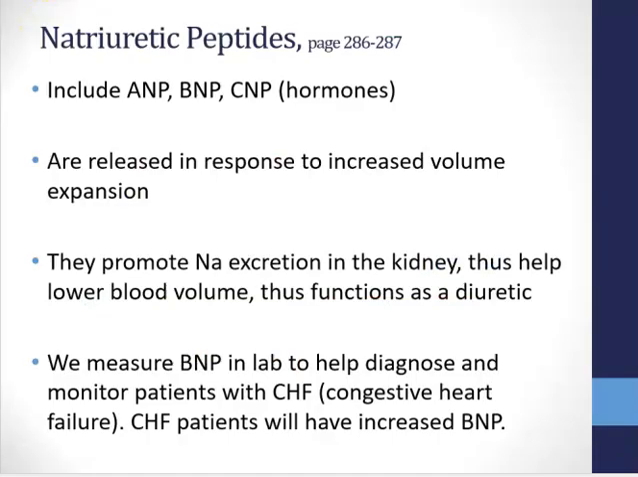The next thing we need to discuss is natriuretic peptides. These include ANP, BNP, and CNP, and all these are hormones, and they increase in response to increased volume expansion. They promote sodium excretion in the kidneys, thus help lower blood volume, thus functioning as a diuretic. And of course, we measure BNP in the lab to help diagnose and monitor patients with CHF, or congestive heart failure. Congestive heart failure patients will have an increased BNP level.